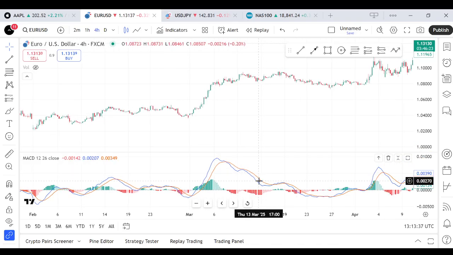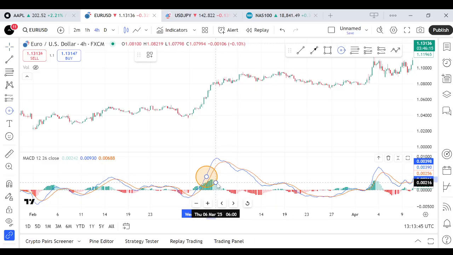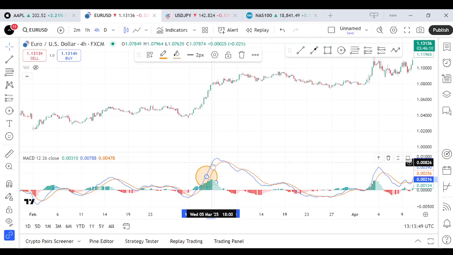Basically, when the MACD line is above the signal line and both are above zero, it indicates bullish momentum. We have that signal happen right here. The MACD line, which is the blue line, is above the signal line. Remember, the MACD line is the blue line, the signal line is the orange line. Both of them are above zero. It signals bullish momentum, and we should be looking to enter buy trades.